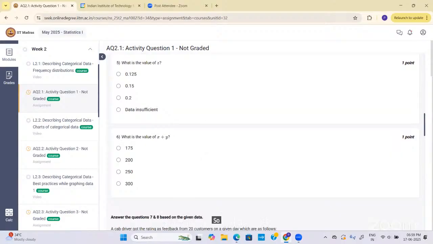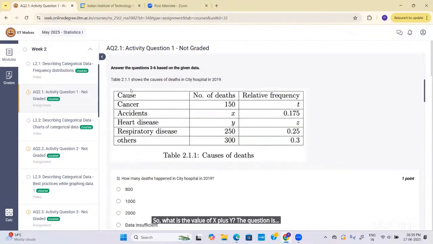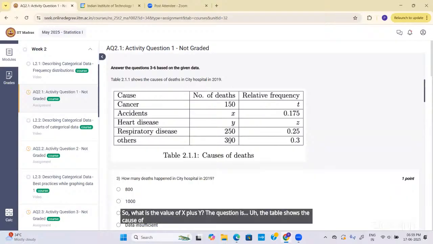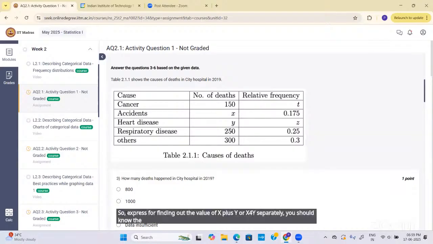So what is the value of X plus Y? The question is, the table shows the cause of death in the city hospital. You are given this frequency table. So you have to find the value of X plus Y. For finding out the value of X plus Y, or X or Y separately, you should know the total number of deaths, right? Yes, ma'am.